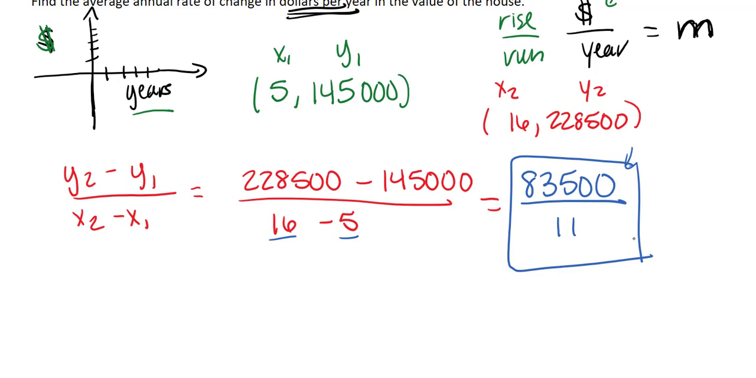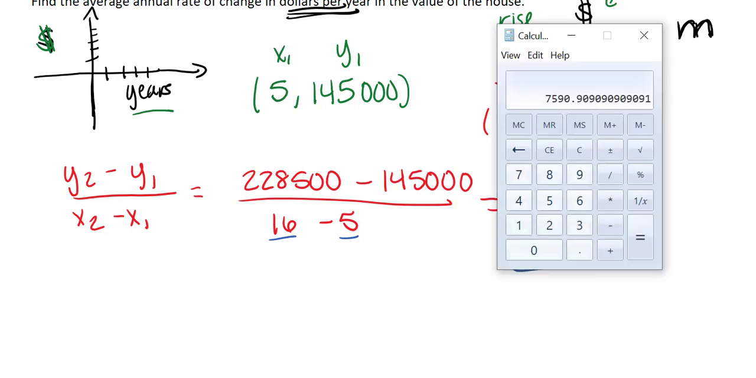But if you wanted to write this out in decimal form, or just round to the nearest dollar, it'd be $7,591. What that means is that for each year since 1995, the house has increased in value by about $7,591.